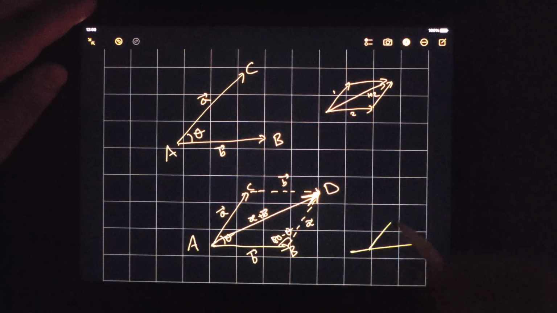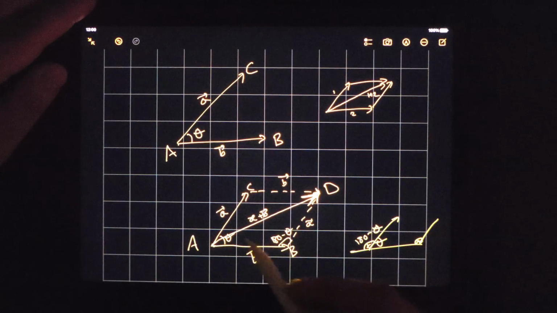as that. So the angle of that is theta, and this is going to be 180 minus theta in the parallelogram. This angle is the same as that angle, and that's why we have that.